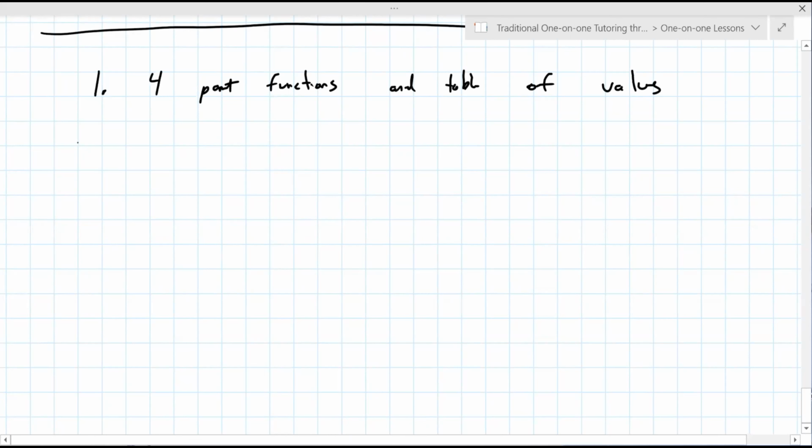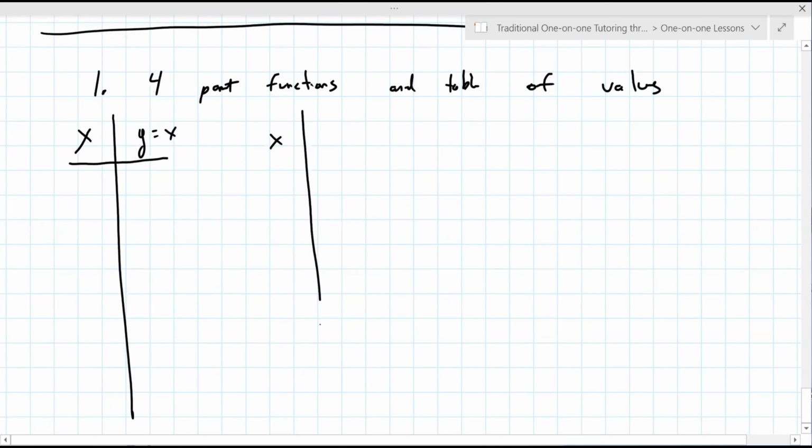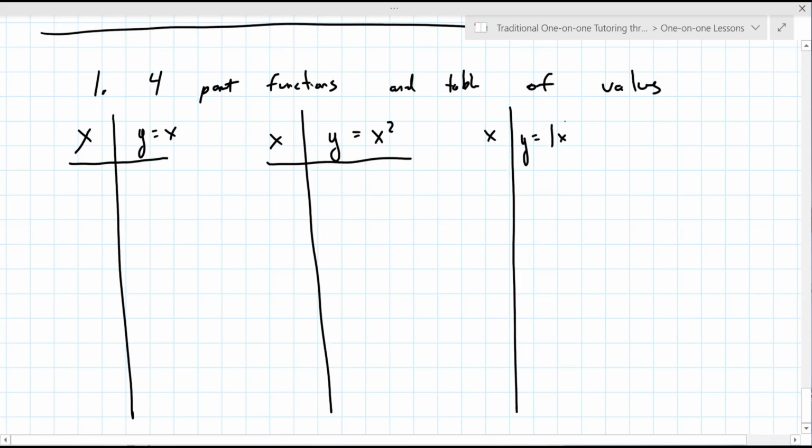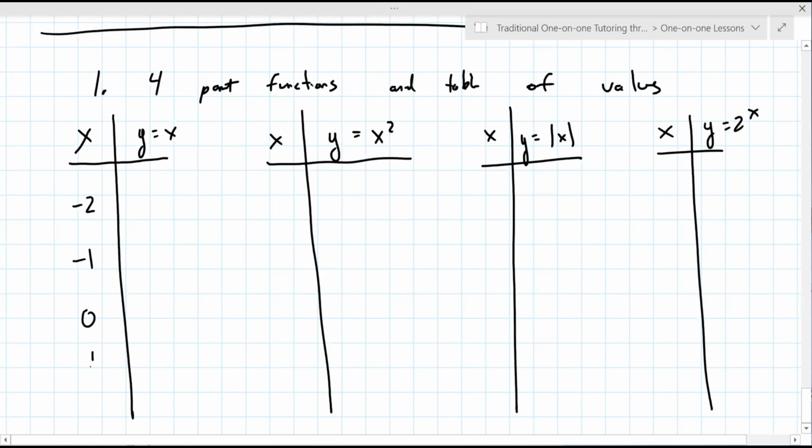So I'm talking about y equals x is your first one. That's the base parent. I'm talking about y equals x squared. I'm talking about y equals absolute value of x. And then I'm talking about y equals 2 to the x. Do you have these 4 parent functions and these tables down, these numbers? Well, I'm going to write them down here for you so you have them as well. Thank you. -1, 0, 1, 2.